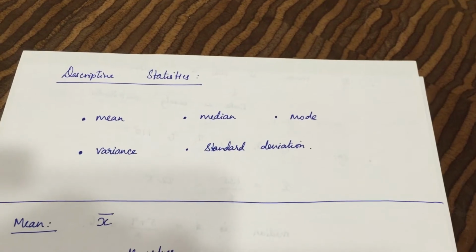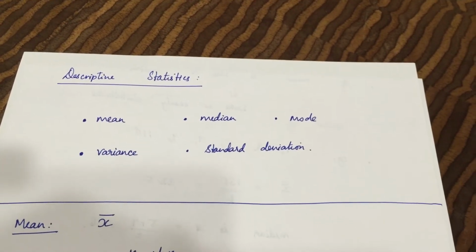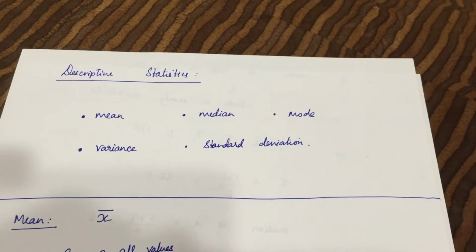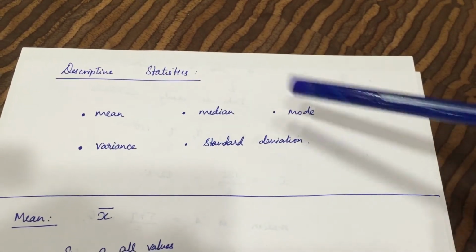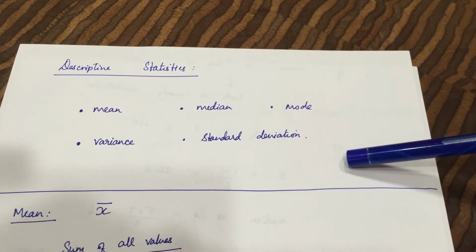Today's class is on Descriptive Statistics. The five major topics in this class include mean, median, mode, variance, and standard deviation.